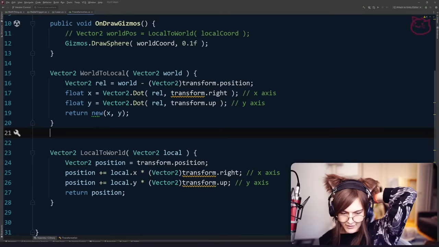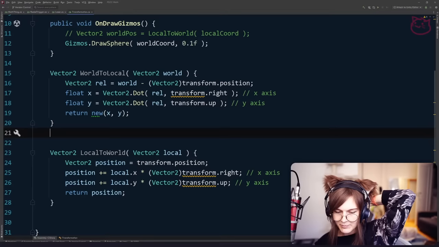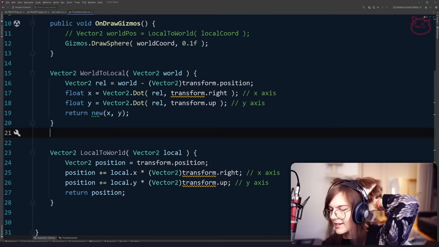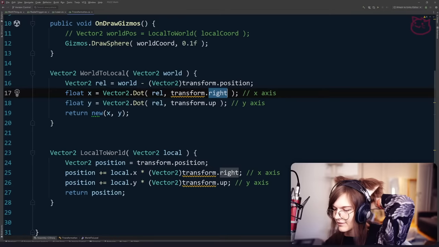If we would add in scale in the transformation, would we just multiply it with a scale, or is it more complicated? I believe all of this will work if the scale is baked into the axes.